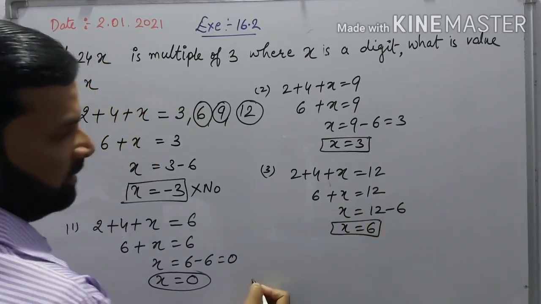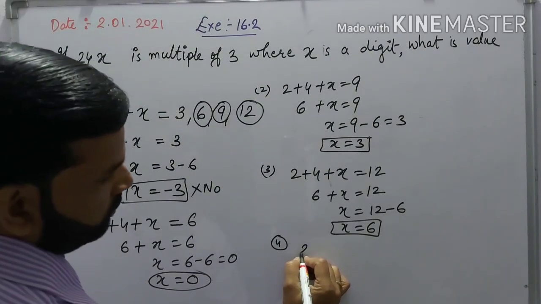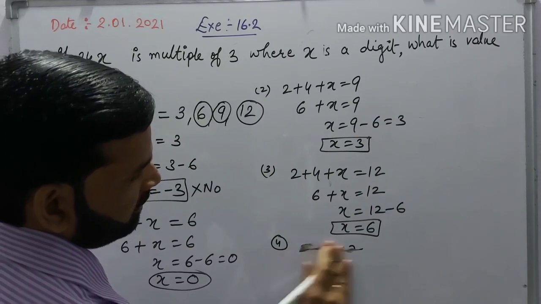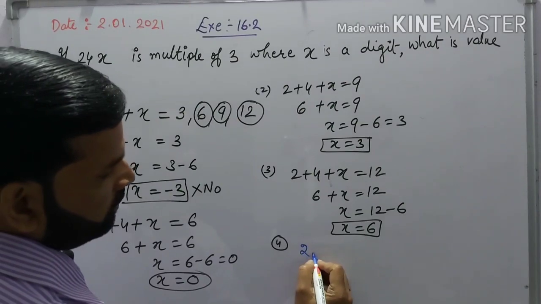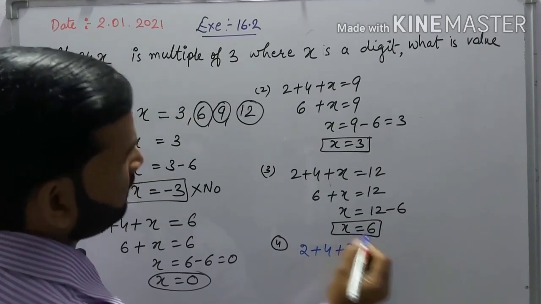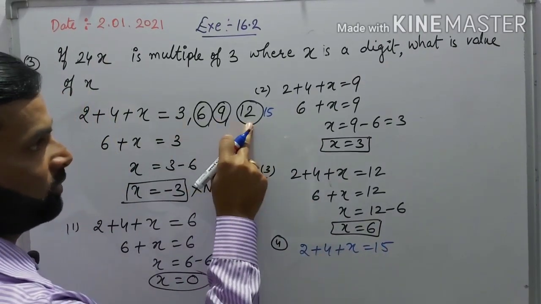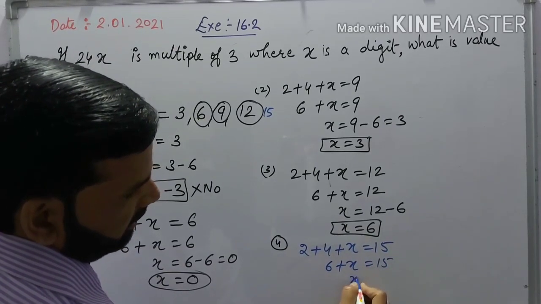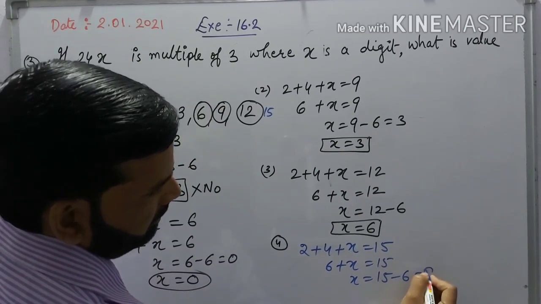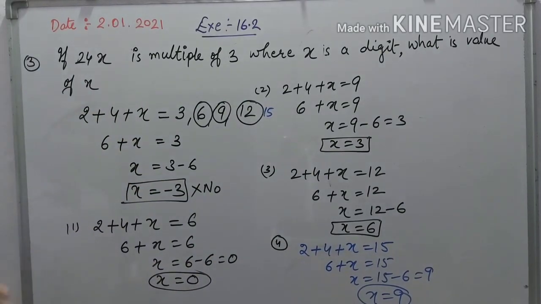So this is the value of the third, and the fourth value is again 2 plus 4 plus x. Now the fourth value: 2 plus 4 plus x is equal to the next number, which is 15. You write 15 because the table of 3 goes 3, 6, 9, 12, 15. So 6 plus x is equal to 15, and x is equal to 15 minus 6, which is 9. So the value of x is equal to 9.